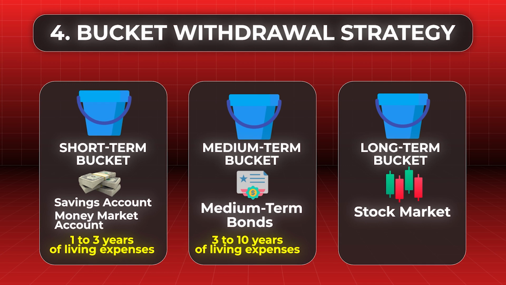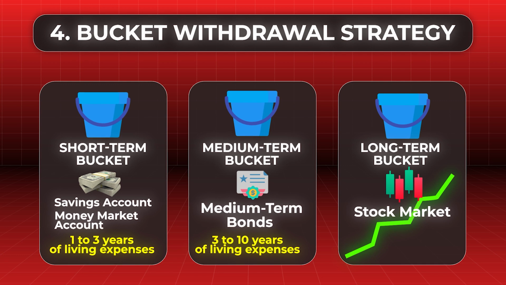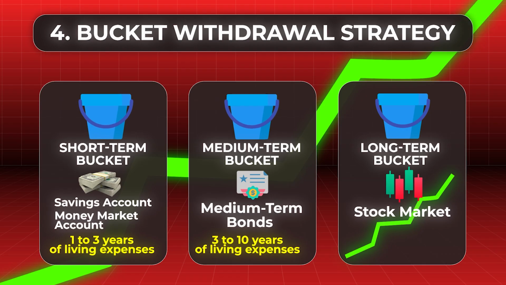The third bucket is the long-term bucket, where you invest the remaining amount in the stock market. As you consume money from your short-term and medium-term buckets, your long-term bucket, which is the stocks, gets a chance to grow. You can replenish the short-term and the medium-term buckets from your stock portfolio during the years when the stock market performs well. This strategy protects you from selling stock investments when the market is down and provides time for the stock portfolio to grow.